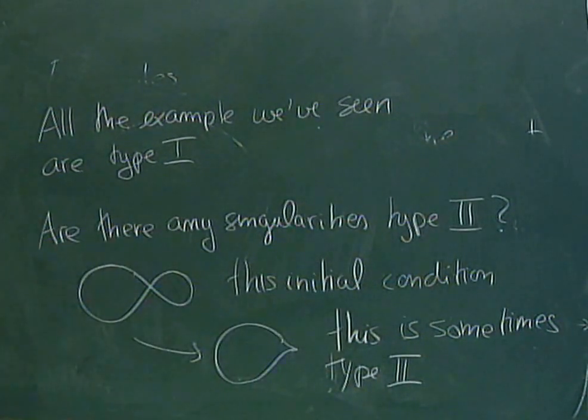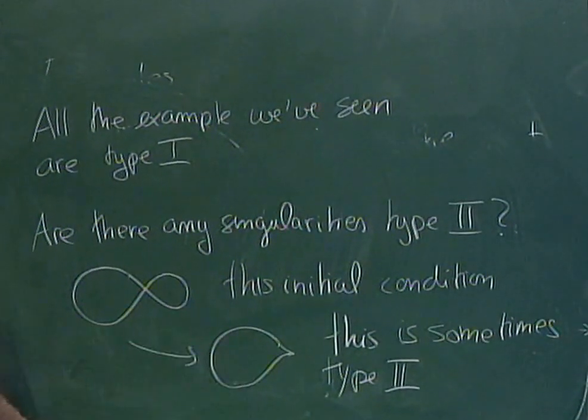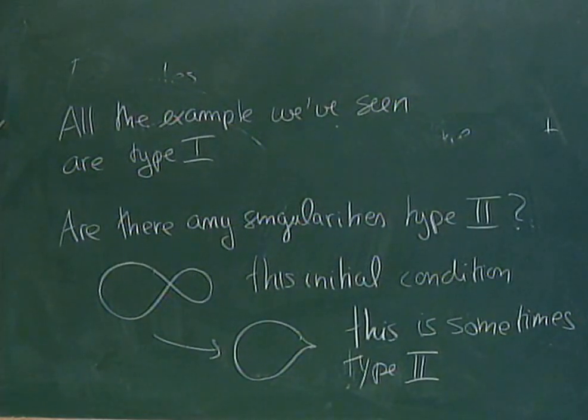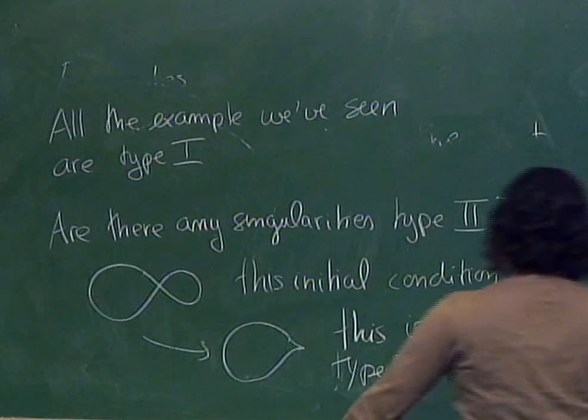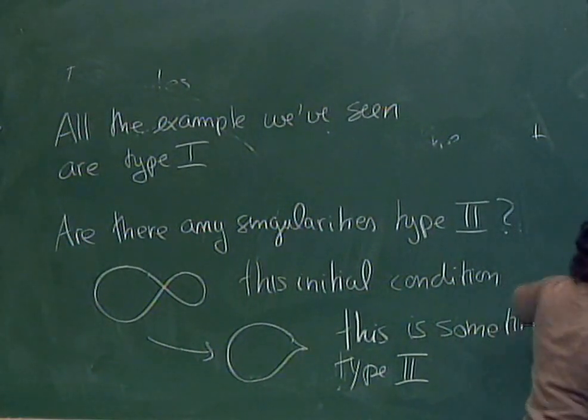So a lot of the effort in the field is devoted to showing that there are no singularities of type 2: to first understand singularities of type 1, and then to show that there are no singularities of type 2. So I guess I'm going to spend more time on type 1 for that reason.